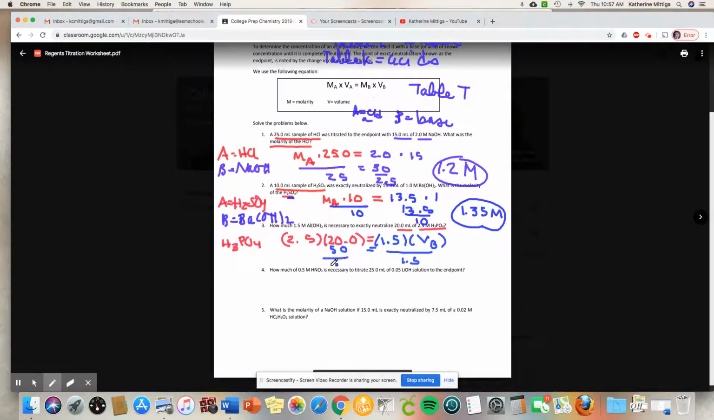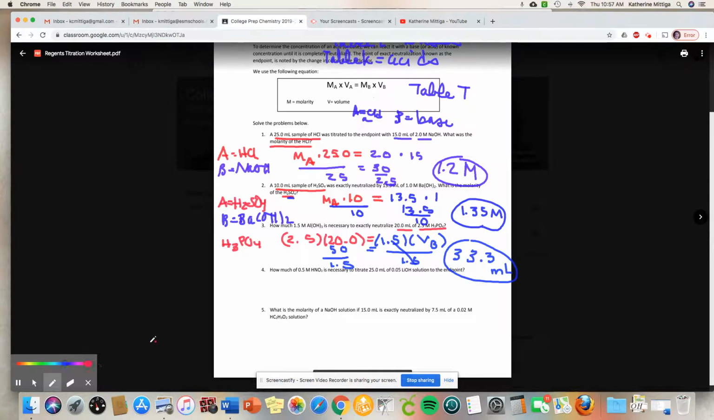This is algebra, folks, so hopefully this is familiar to you. So 50 divided by 1.5 is going to give me 33.3 repeating. I can't have repeating milliliters, so let's just cut it off. Let's just say 33.3 milliliters. And that would be of the base.